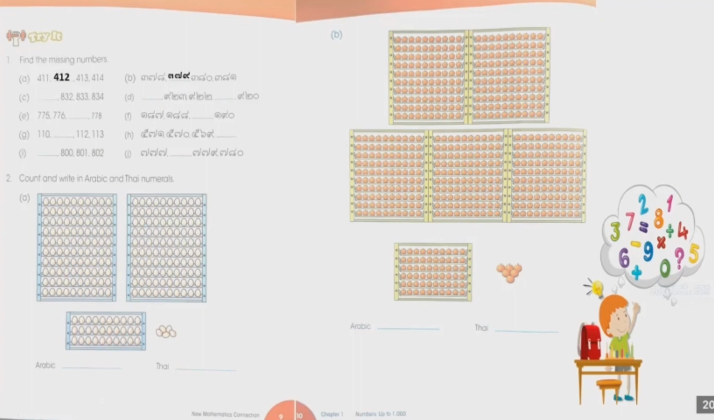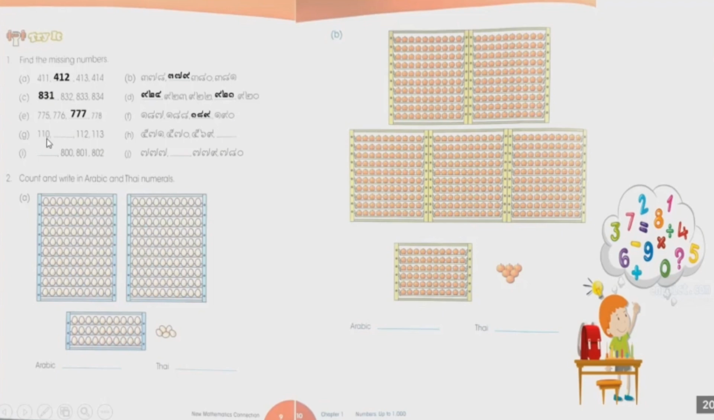I searched it already. Okay, let us see what number comes before 832. Before the number 832, what number comes first? The number that comes before 832 is 831. Letter D, the next number here is that. Letter E, 775, 776, and the next number will be 777, and then 778. Letter F, that's the answer in Thai.